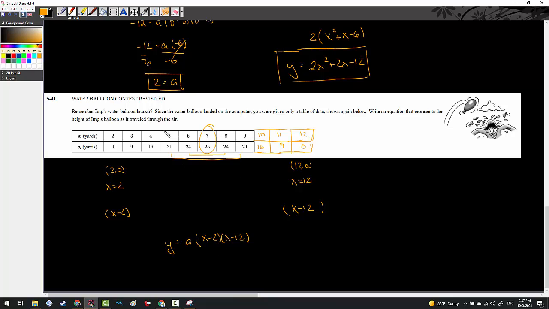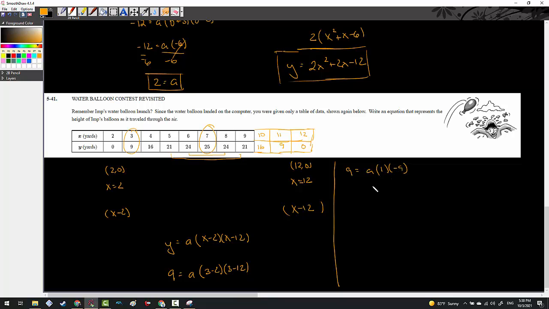And so I'll go and use, well, in this case, they don't have a y-intercept, and that's okay. Let's choose something that's actually pretty easy. I think small numbers are pretty easy to work with. So I'm going to say 9 equals a, parentheses, 3 minus 2, times 3 minus 12. And so let's go ahead and draw a little line right there. That way I can get some more space here. 9 equals a times 1 times negative 9.